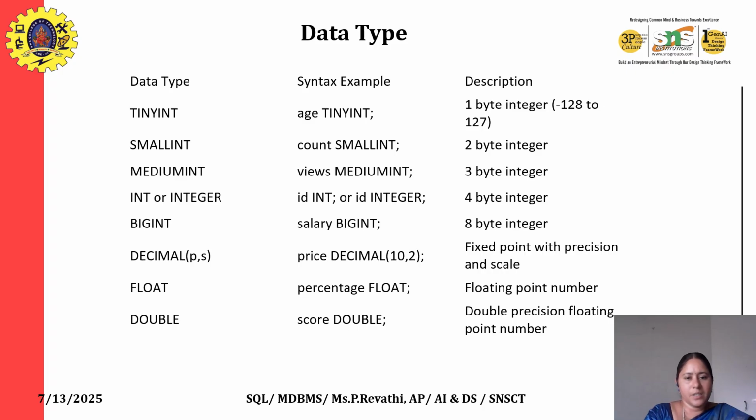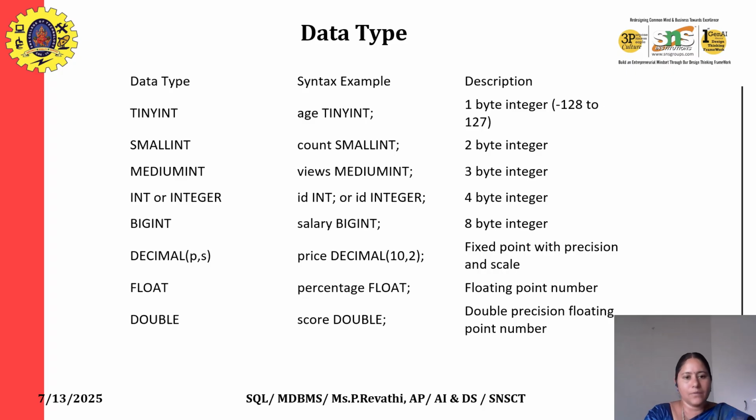Then syntax for decimal: price DECIMAL(10,2). Price is the column name. DECIMAL is the data type name. 10 comma 2. This is a fixed point number with precision and scale. 10 is the precision and 2 is the scale.